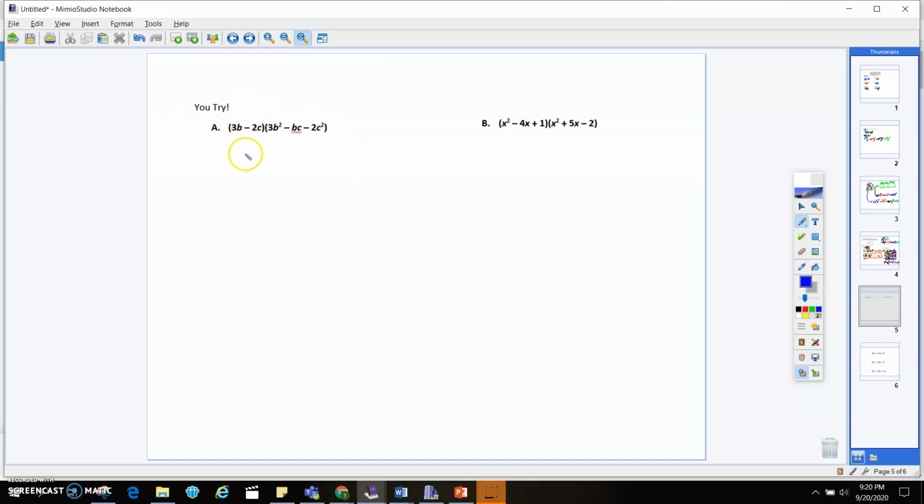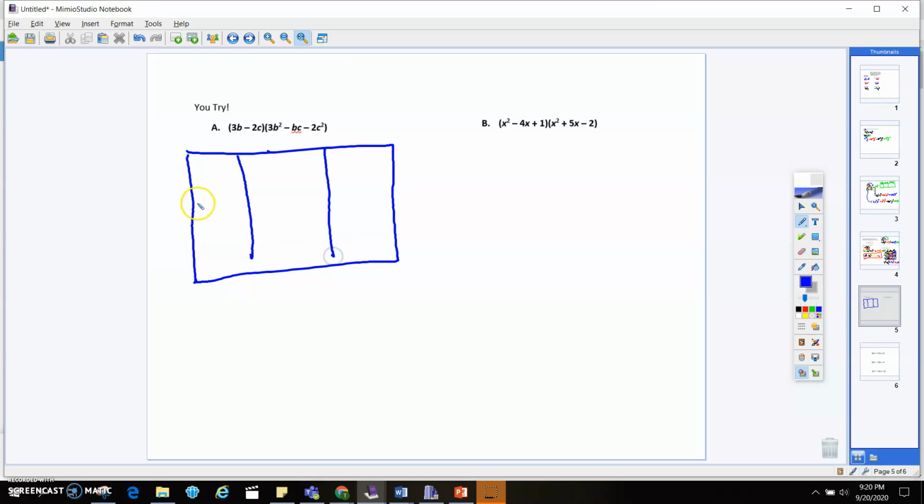Right, so hopefully you took a moment and you tried these on your own. I'm going to do the first one with the box and then the second one with the foil. So on the first one, I'm going to change it this way. It doesn't matter which direction you do your box in. You can have 3 going this way and 2 going this way, or you can have 2 going this way and 3 going this way. Does not matter.